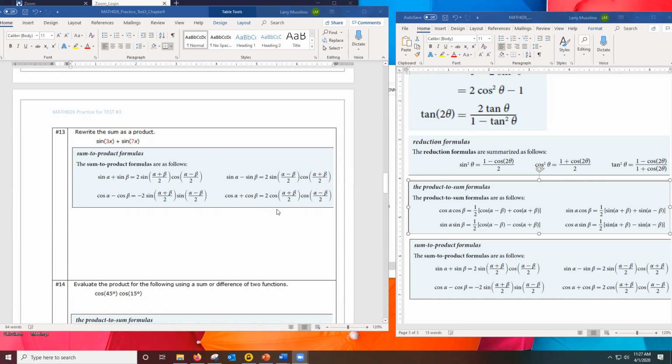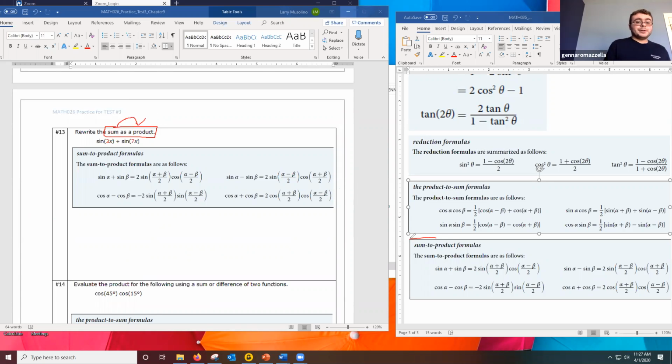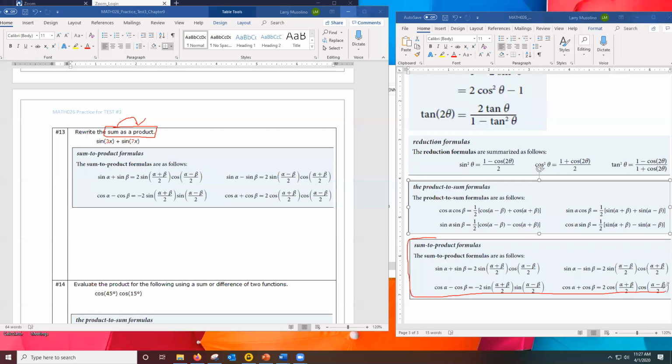All right, number 13 says rewrite the sum as a product. And again, read the instructions very carefully here because that's going to tell you the formula you need. Notice it says go from sum to product. So we have to do the first one, sine A plus sine B. Yep, so I'm going to use these formulas that are sum to products.